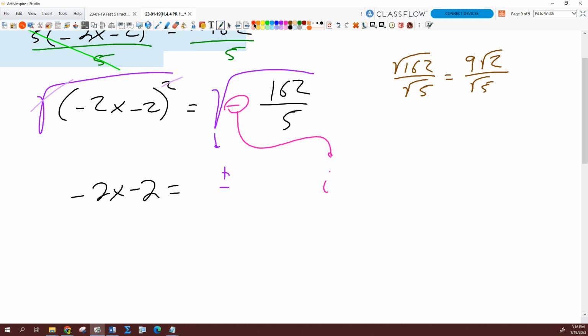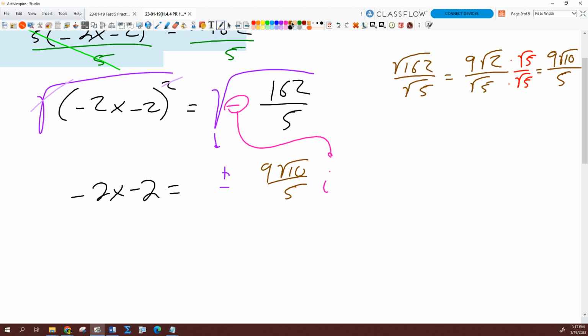So what do we do? Okay, so then I end up with on the top 9 what? Square root of 10 over 5. Okay, so then I get plus or minus 9 radical 10 over 5i. Okay, almost there. Now what?